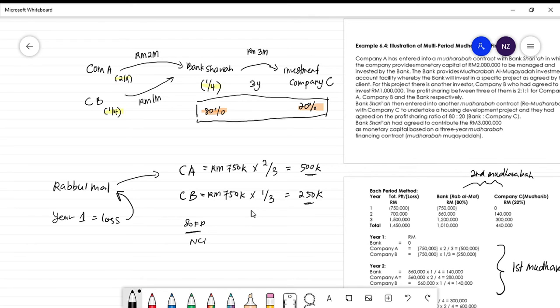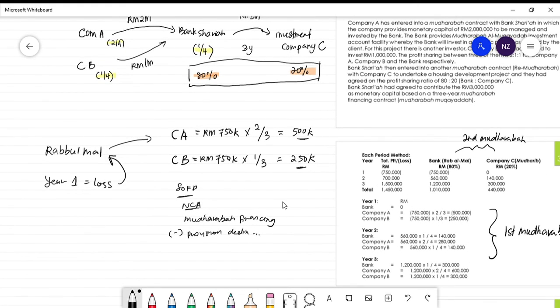SOFP non current asset, kita ada apa tadi? Mudharabah financing kan? So kita kena tolak dengan provisions, decline apa tu. So kena tolak. Sebabkan ini mudharabah financing kena asing lah. Kita ada dua mudharabah financing. Satu mudharabah financing CA, iaitu untuk 2 million punya capital, awak kena tolak dengan CA punya losses, iaitu tadi 500k.